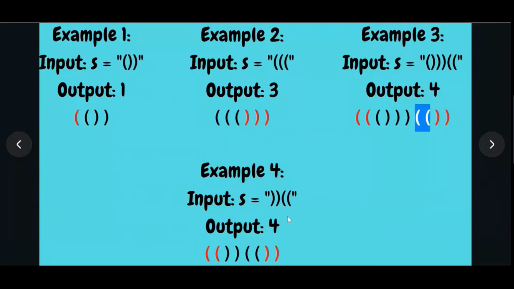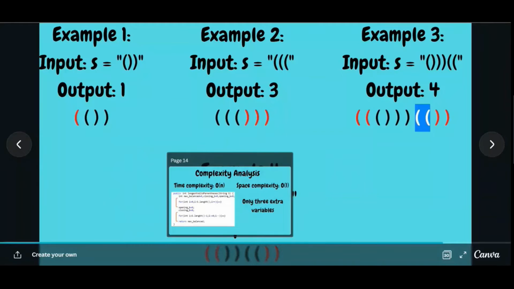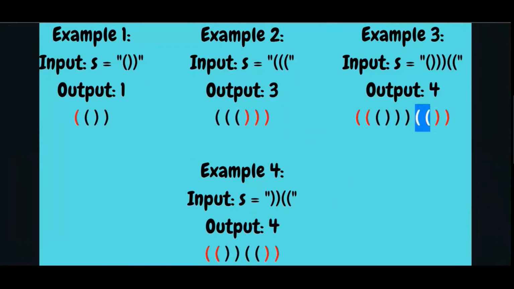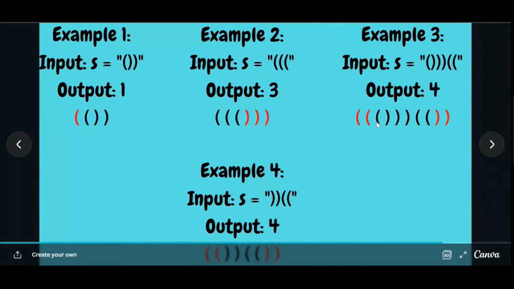Now in example 4, although there are equal numbers of opening and closing brackets, still they are invalid. So we need 4 more, that is here 2 and here 2. So 2 in the starting and 2 in the ending; the 2 in the starting are opening, the 2 in the ending are closing, so that we balance this string. That's why the output is 4. In this the output was 4 because again 4 brackets were needed. In this the output was 3 because we need 3. In this the output was 1 because we need 1. So these are some of the examples.